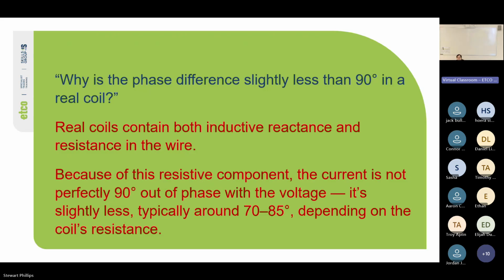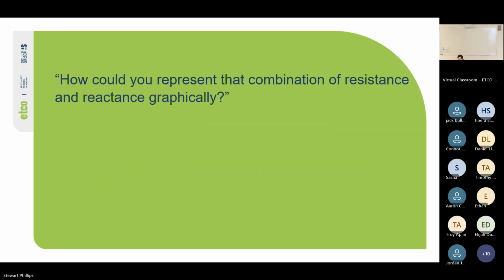So we have the inductive nature of the coil in the magnetic field, but because of that inherent resistance in the wire, we're not going to get a pure 90 degrees out of phase with the voltage. So how could you represent this combination of resistance and reactance graphically?